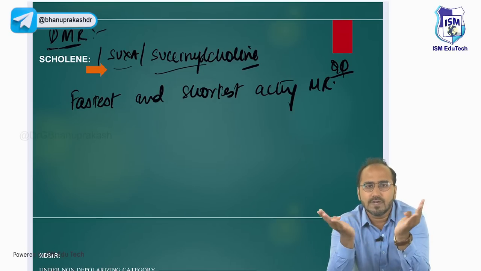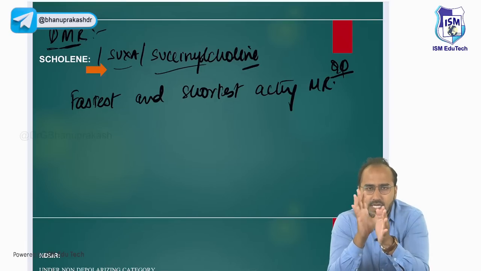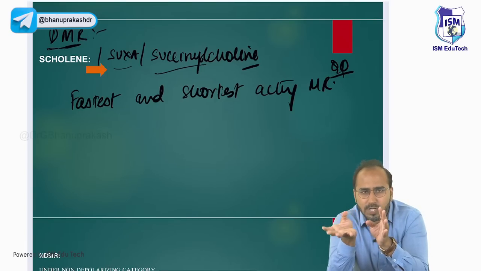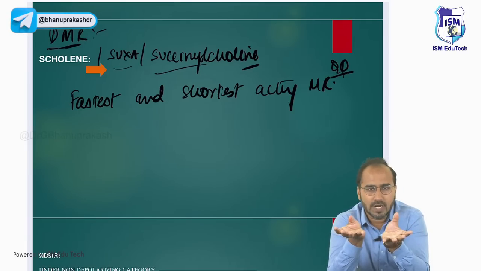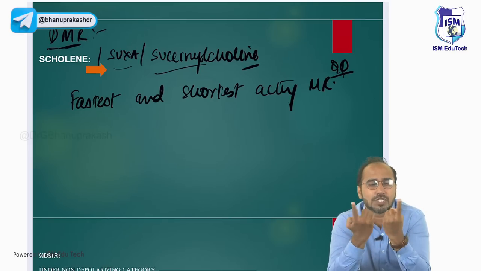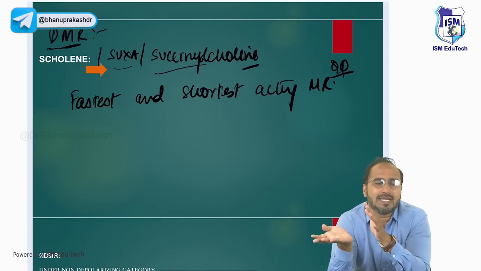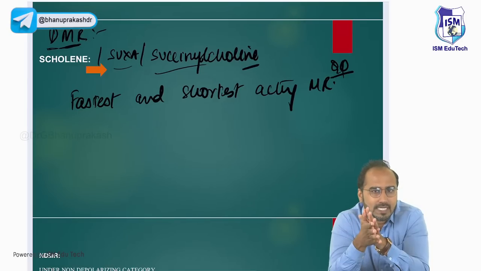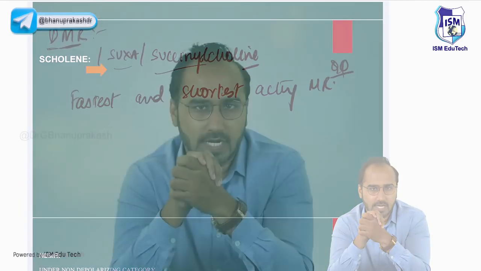In the overall universe of muscle relaxants, I will divide this universe into two halves. One half we will call depolarizing, the other half non-depolarizing. If the question asks which is the shortest and fastest in the overall muscle relaxant category, your answer should be succinylcholine. If the question is different, the shortest acting non-depolarizing, then you have to pick from the non-depolarizing ones.